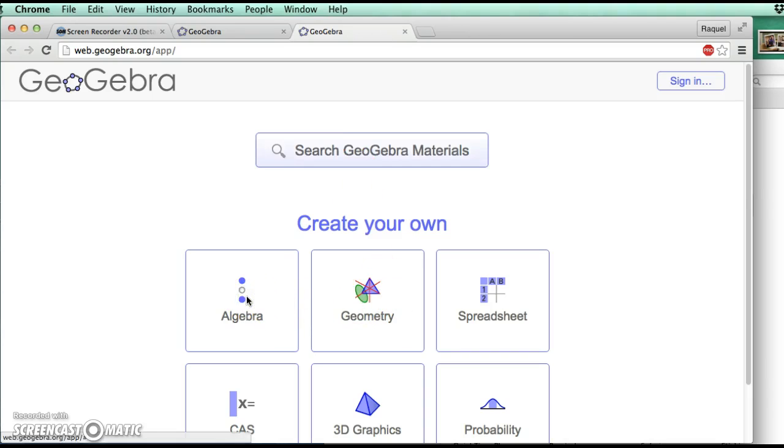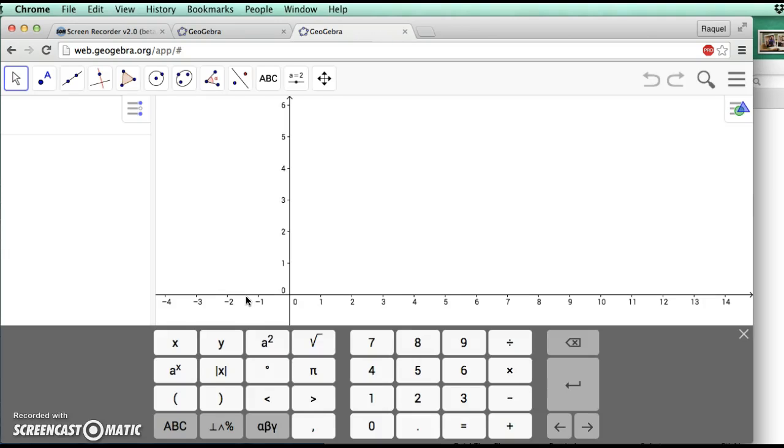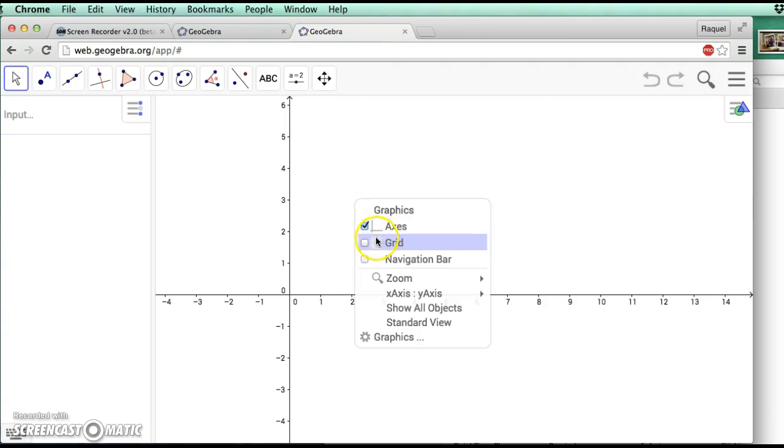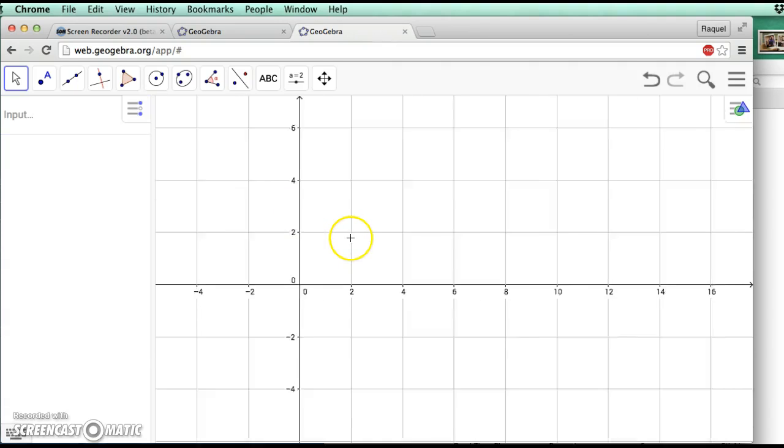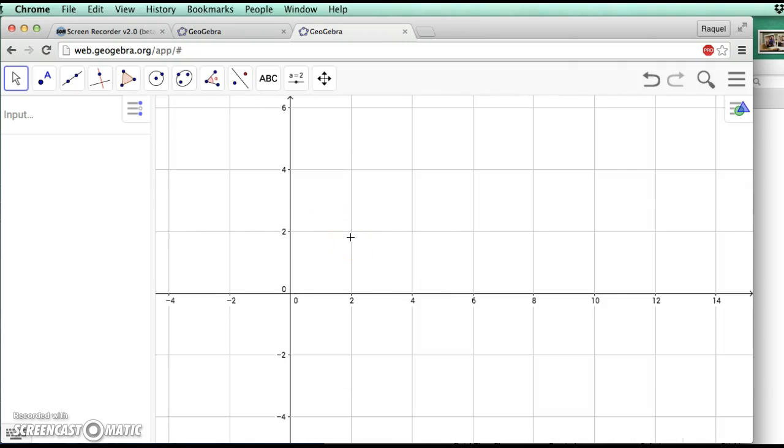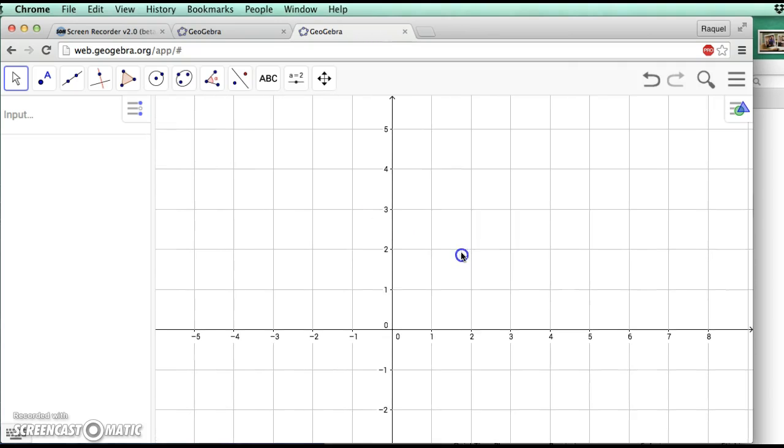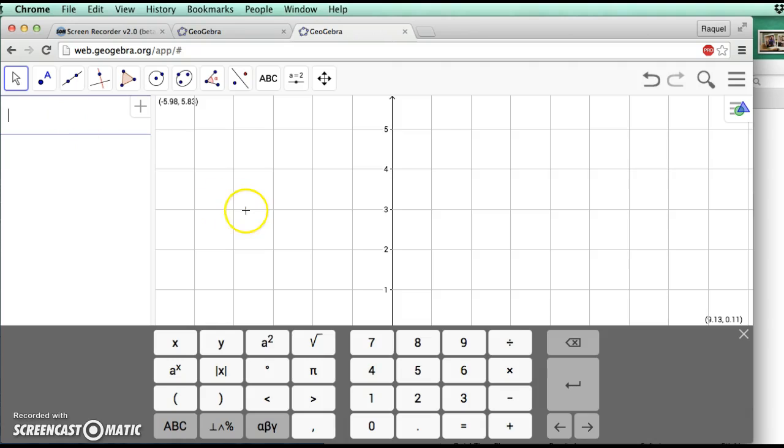with basic algebra, like we've been doing as you come to the classroom, and also you can see it through here. So I'm going to right click and put the grid, so you can see that. I can zoom in, zoom out, all kinds of stuff like that. Okay, so let's make a nice easy one.